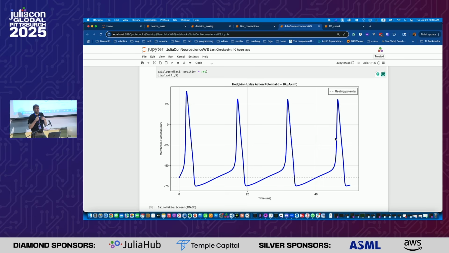And by the way, if you increase the input current, they will fire faster. This is actually something you can try. So when you take this model, have the notebook, just increase the input current a little bit, and then you see that it fires faster.